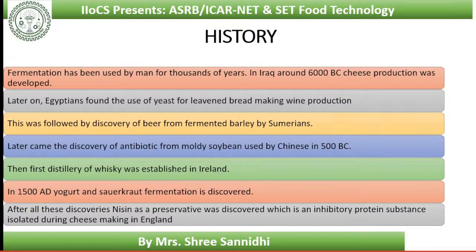Later came the discovery of antibiotic from moldy soya bean, which was used by the Chinese in 500 BC. Then the first distillery of whiskey was established in Ireland. In 1500 AD, yogurt and sauerkraut fermentation was also discovered. After all these discoveries, nisin as a preservative was discovered, which is an inhibitory protein substance isolated during cheese making in England. So we'll see about this nisin in the chemical preservatives section again.